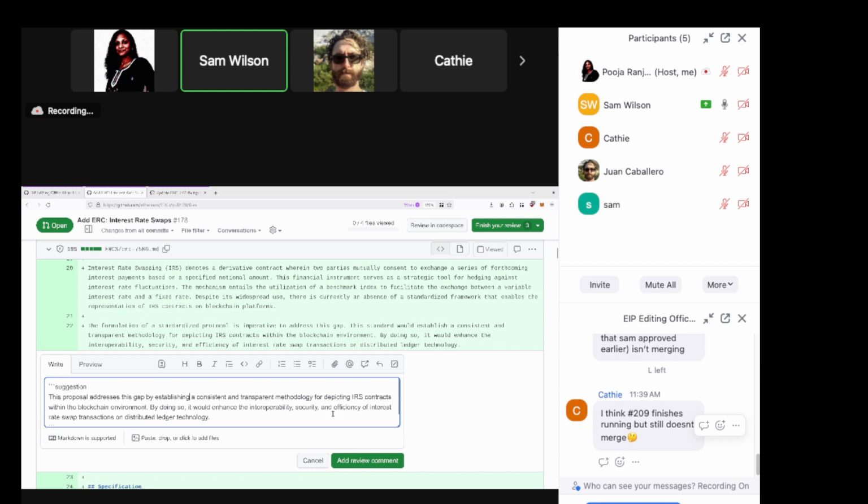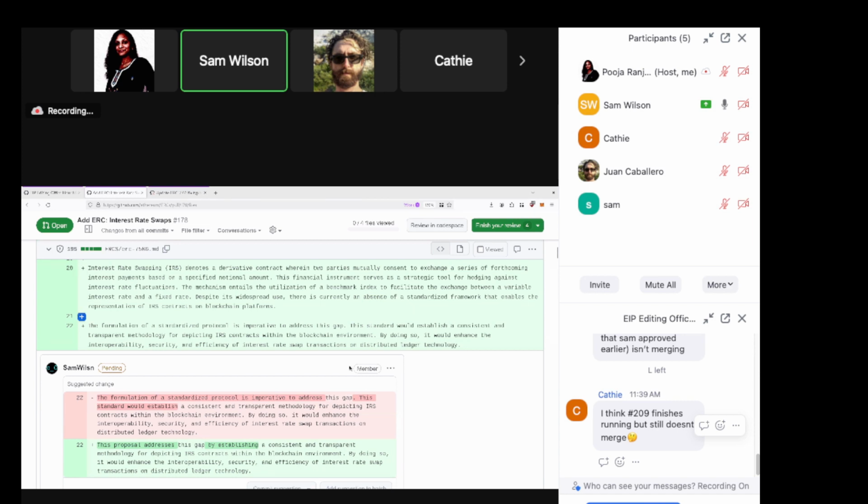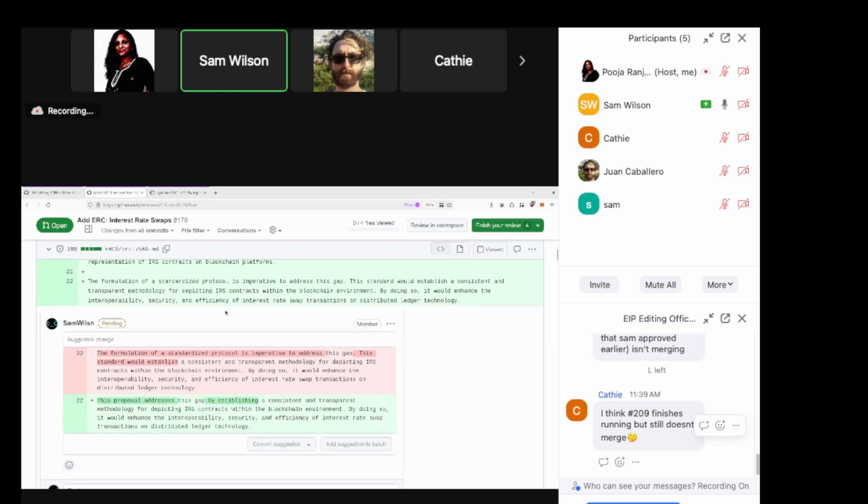Consistent transparent methodology for depicting IRS contracts within the blockchain environment. By doing so, it would enhance the interoperability, security, and efficiency of interest rate swap transactions on distributed ledger technology. I mean, that's fine. It's kind of implied, like if you're writing an ERC, it's about moving a financial instrument on chain. It's not a problem to leave it here. It's just not always necessary to say it. Okay, depicting.